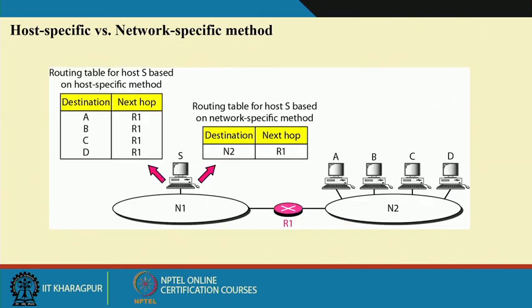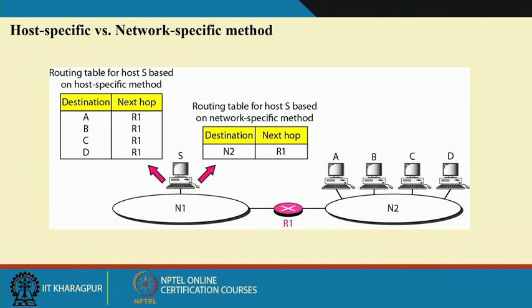Then we can have host-specific versus network-specific routing. Last class, if you remember, we looked at the fact that a router is primarily between networks, not meant for host to host, right. It is not that it cannot be done, but it is primarily for network to network. So, in a particular router, with the host-specific method, if the destination is A, then R1 is the next hop; B, R1; C, R1; and D, R1.